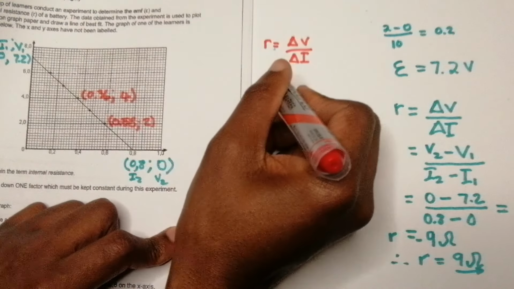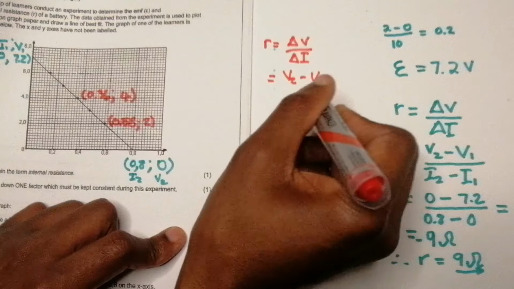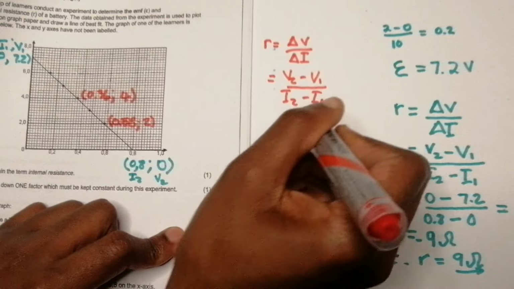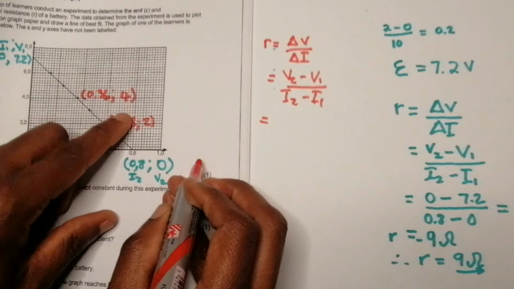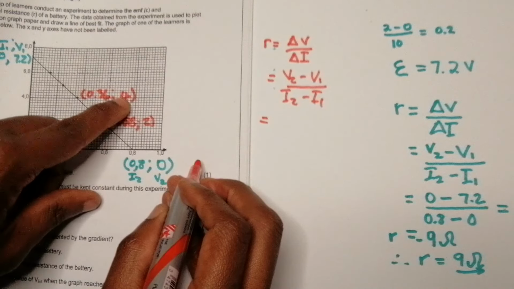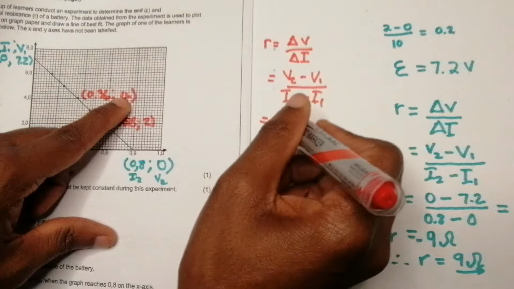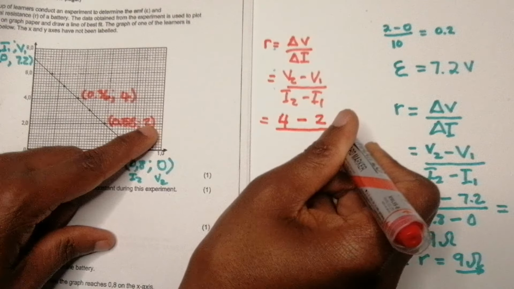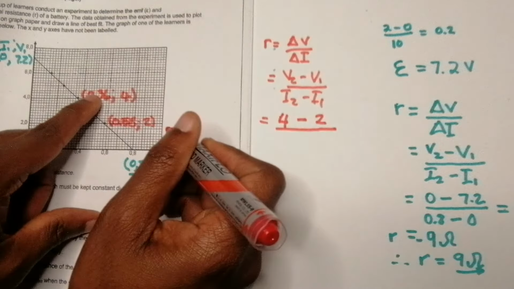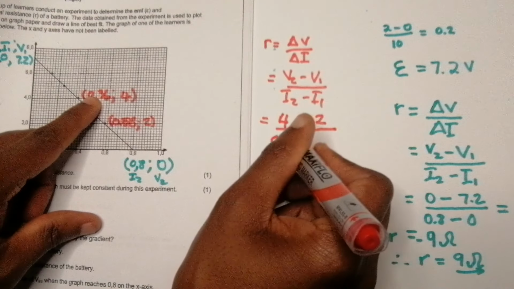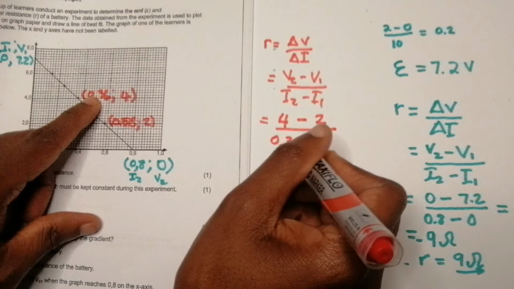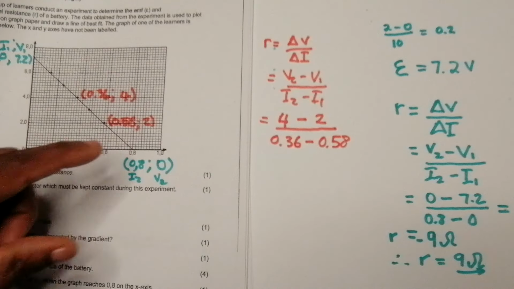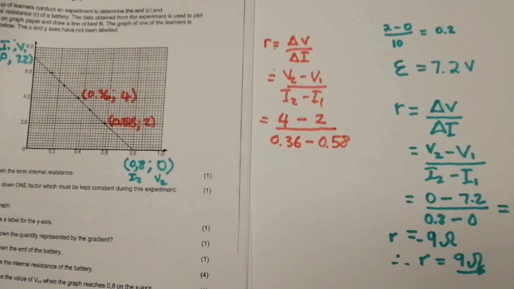Okay, so I'm going to say V2 minus V1 over I2 minus I1. Let's do that. Remember, that's my current, that's my voltage, so let's take that as our V2 value. I'm going to say that's 4 minus 2 divided by, okay, I started with this value, so for my current I need to start there again, 0.36 minus 0.58. Let's put that in our calculator and see how close a value it will be to that which we found.